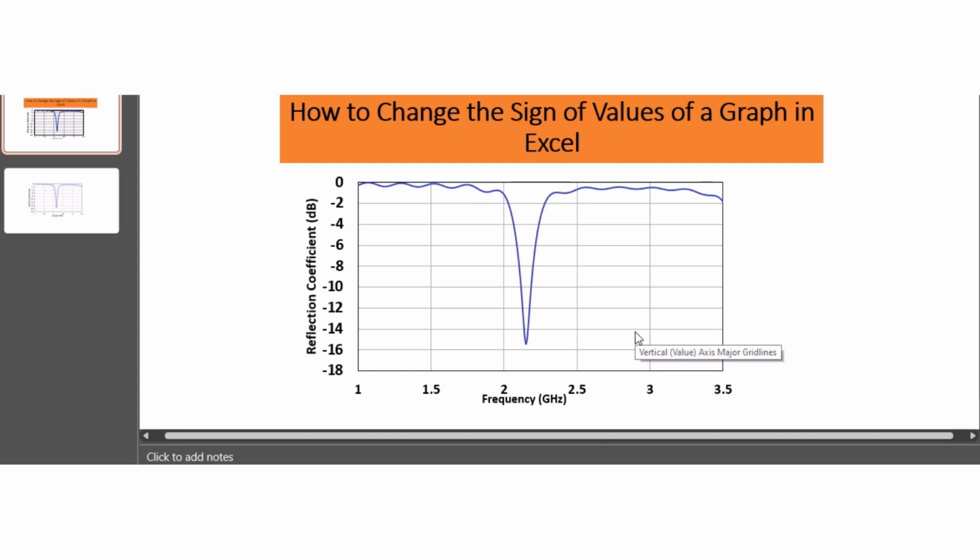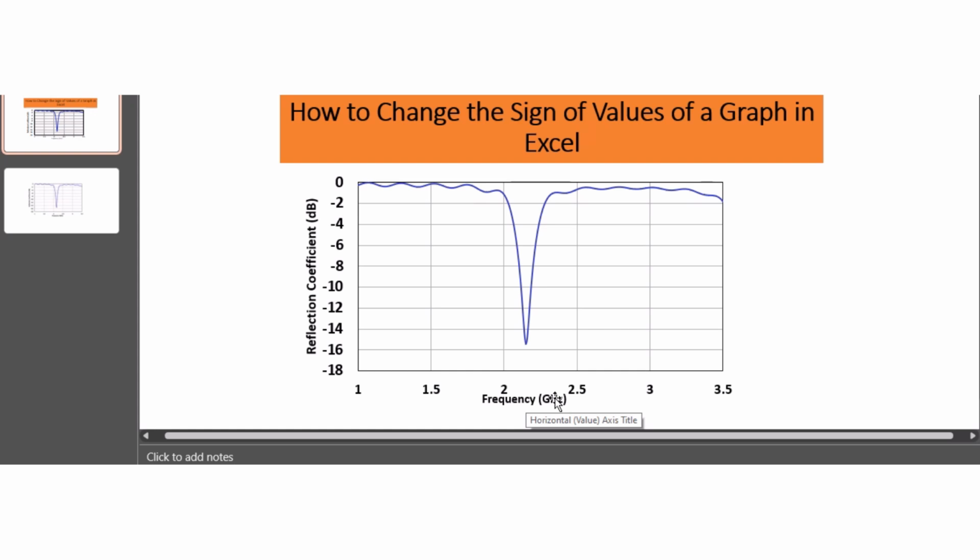So this is a simple plot obtained from Excel, and you can see this is a graph of values we call the reflection coefficient on the y-axis. The range of the values is from 0 to minus 18, and these values are negative. As you can see, there is a minus sign with each value. On the x-axis we have a set of positive values which corresponds to the frequency in gigahertz. So this is a typical S11 characteristic of a microstrip patch antenna.